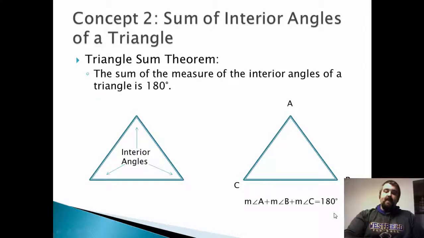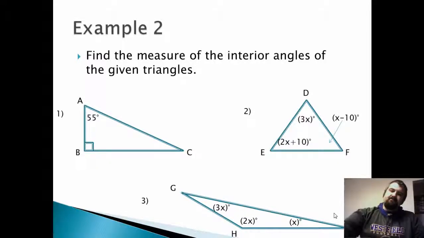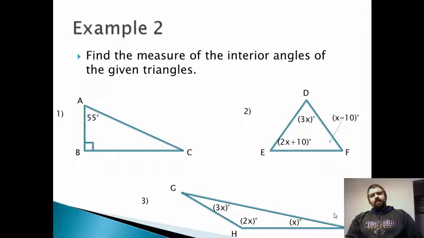So let's try and apply this. Find the measures of the interior angles of the given triangles. Go ahead, try it. What you will see is that for all of these, we will add them up to be 180. So for number 1, I'm going to say 55 degrees plus 90 degrees plus measure of angle C equals 180 degrees. That's for number 1.